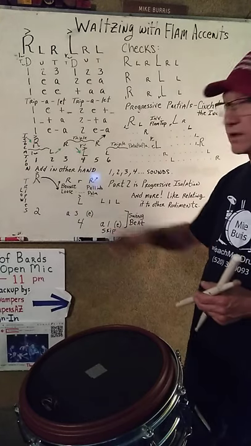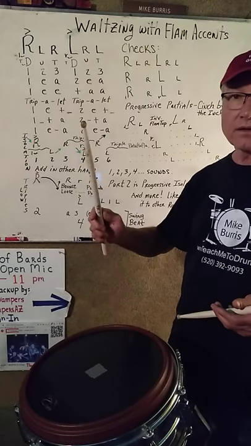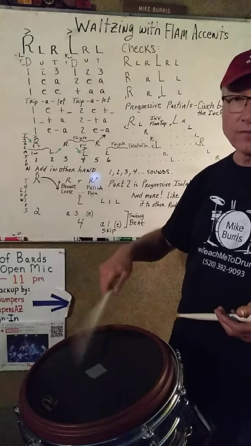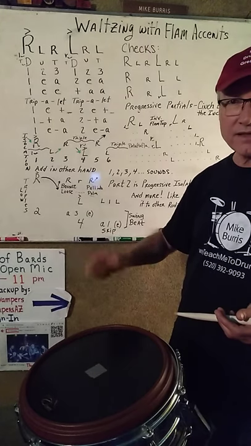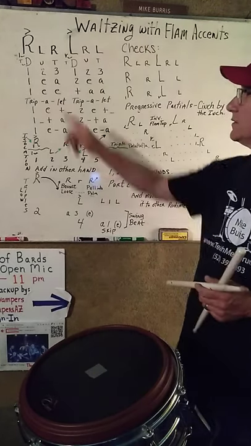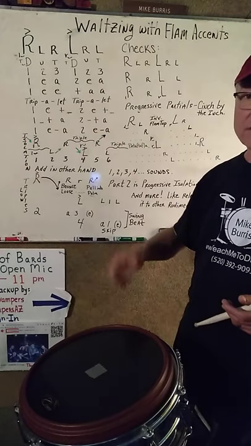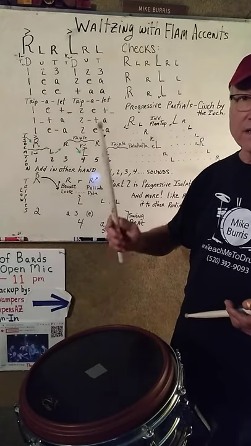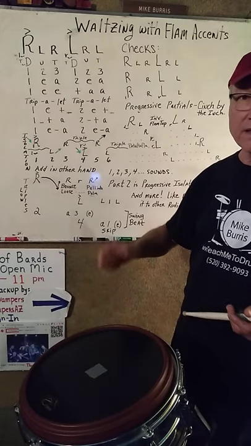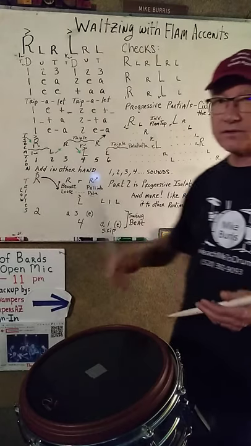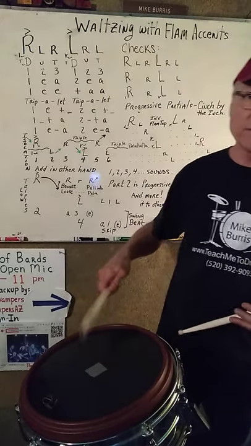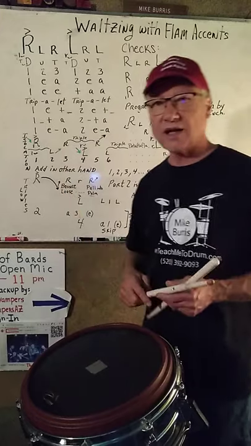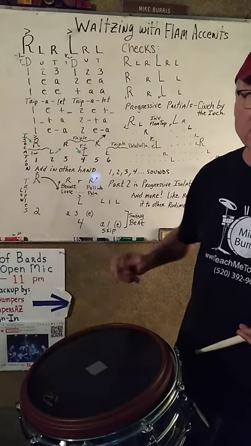Instead of two, a three, we're going to go two, a three, E. Two, a three, E. Four, a one, E. Now I'm using that eighth note triplet counting. Two, a three, E. Four, a one, E. Now two, a three. Two, a three. Four, a one. Two, a three. Four, a one. That's jazz. Ding, ding, ding, ding, ding, ding.